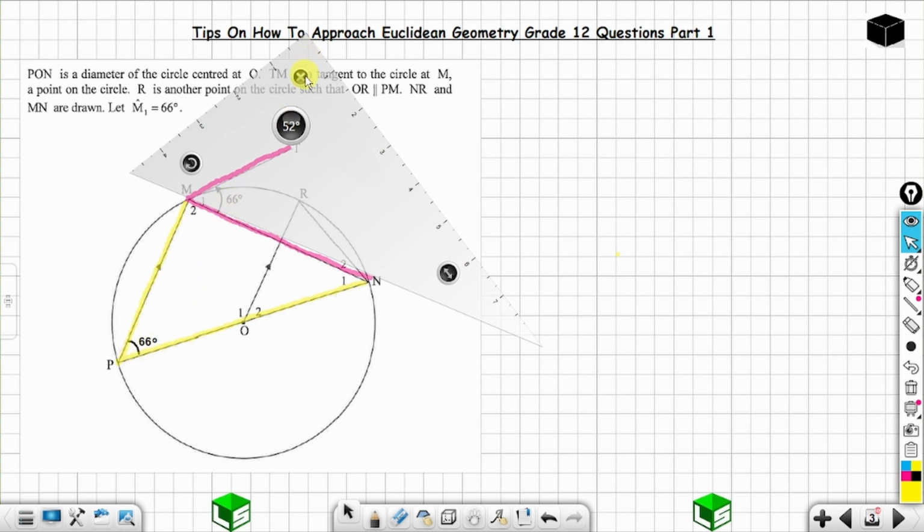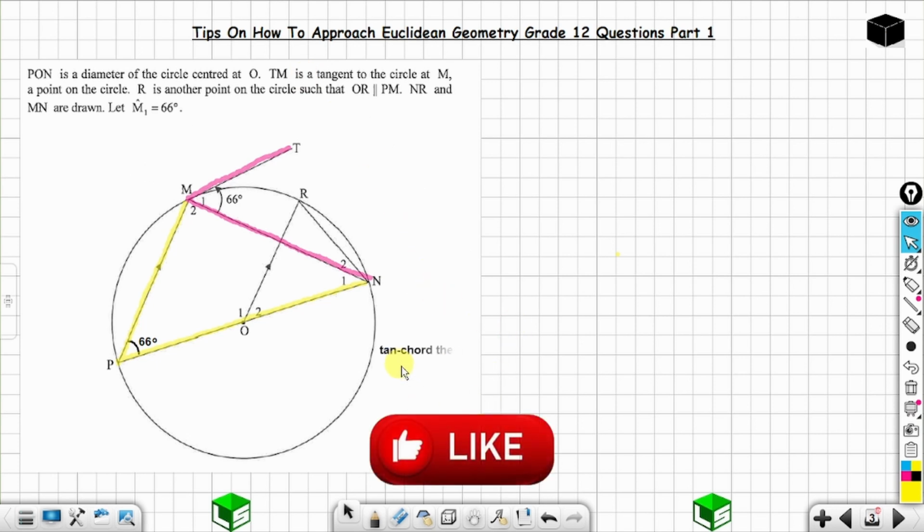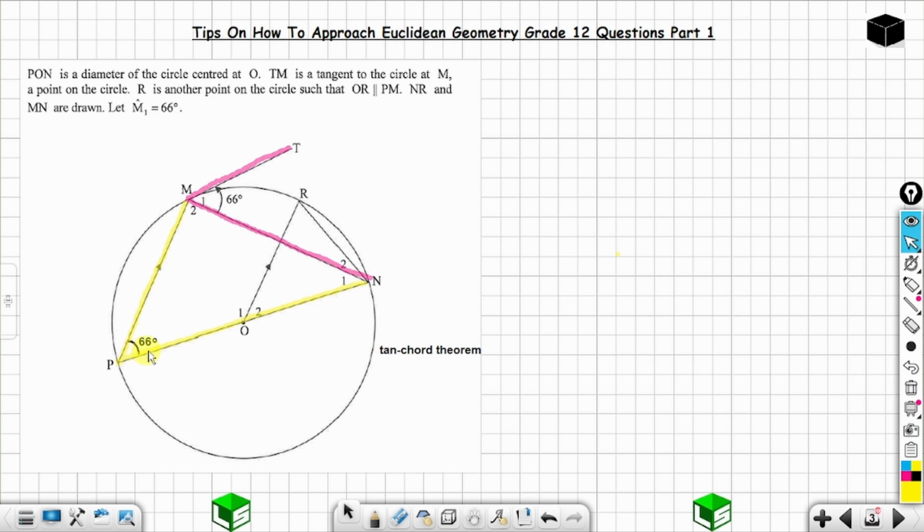So the reason is the tan-chord theorem. This is how we found this angle using the tan-chord theorem. This is the reason. You can also see that, let me erase this.